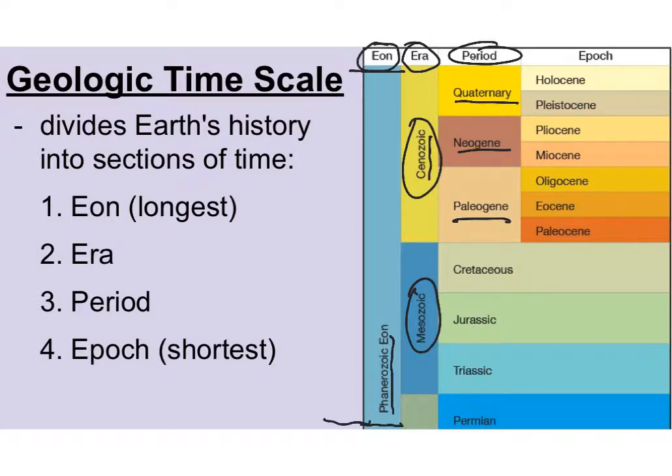And then each time period is divided into an epoch. And epochs are the shortest time periods, so they don't last very long. For example, the Quaternary, which is what we are in right now, is divided into the Pleistocene epoch and the Holocene epoch. The Holocene epoch is what we are in right now.